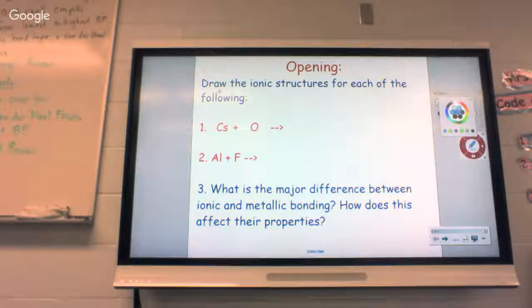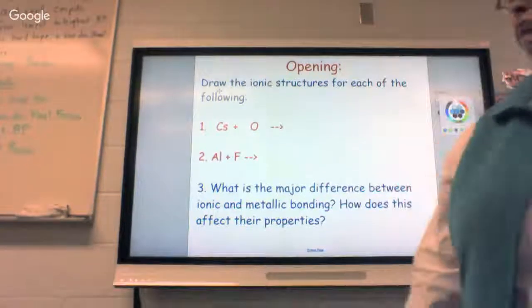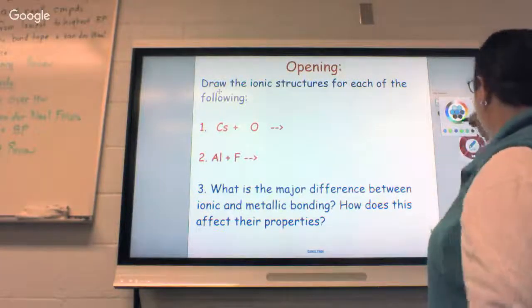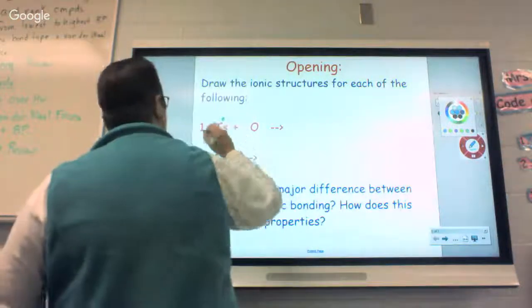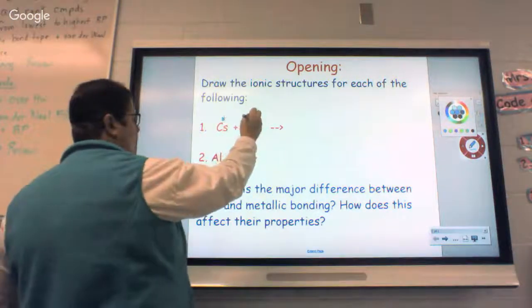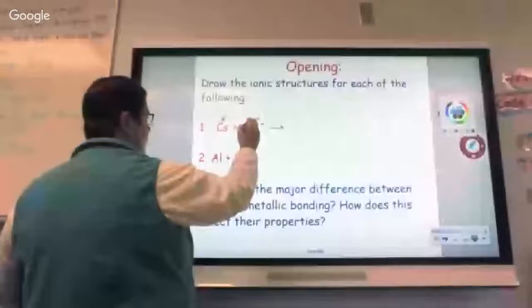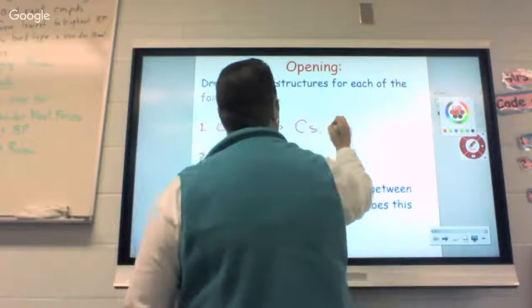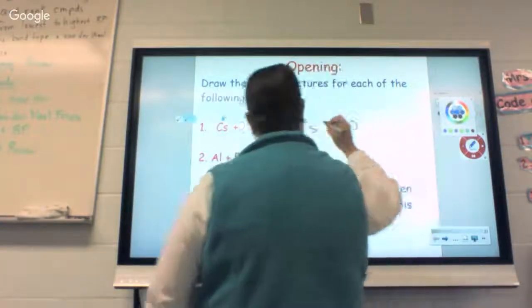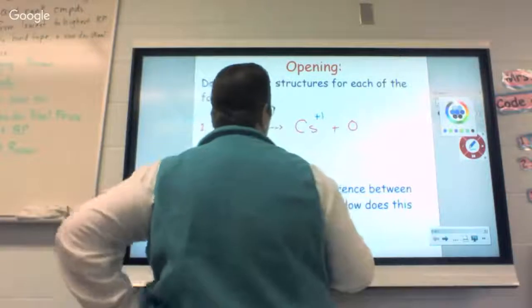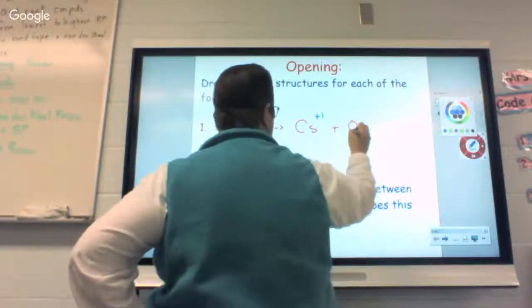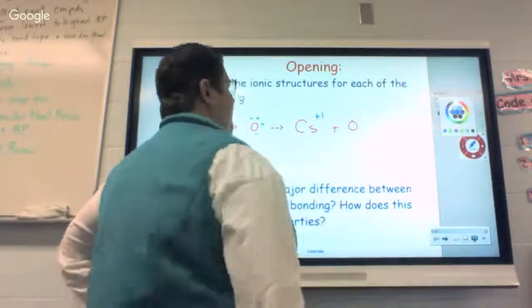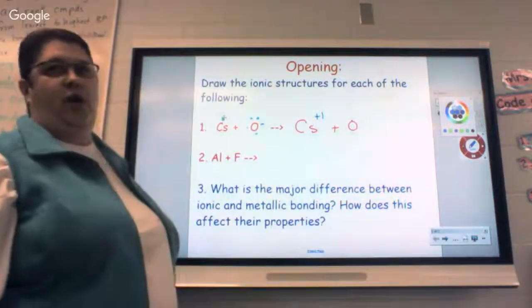Okay? Anybody else? All right, so for Cs, how many dots should we have? Okay, 1. So 1 dot on Cs. All right, and how many on O? Okay, so Cs is going to do what? Okay, so how do I show it lost 1? And O is going to do what? 1, 2, 3, 4, 5, 6, 7. So it's got 7. Is it happy? No. So what are you going to do to help it get happy?